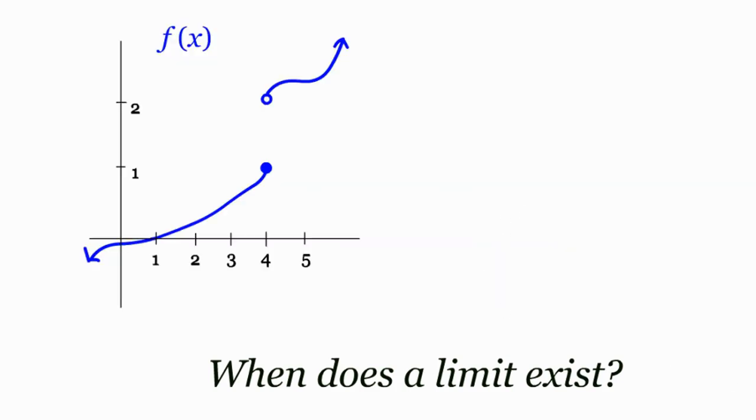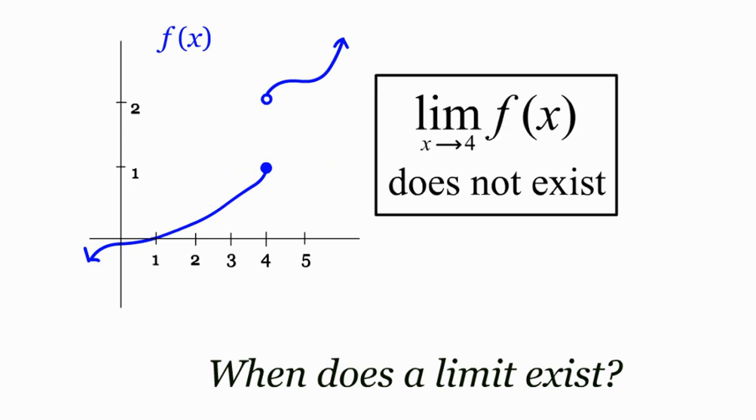Now it's time to get down to brass tacks and look at this mathematically. Take a look at the graph of this function f of x. Visually you can see that it's got a break in it at x equals 4. So, if we travel towards 4 from the right, we will arrive at a height of 2. However, if you travel towards 4 from the left, you will arrive at a height of 1. This means that no limit exists for f at x equals 4.